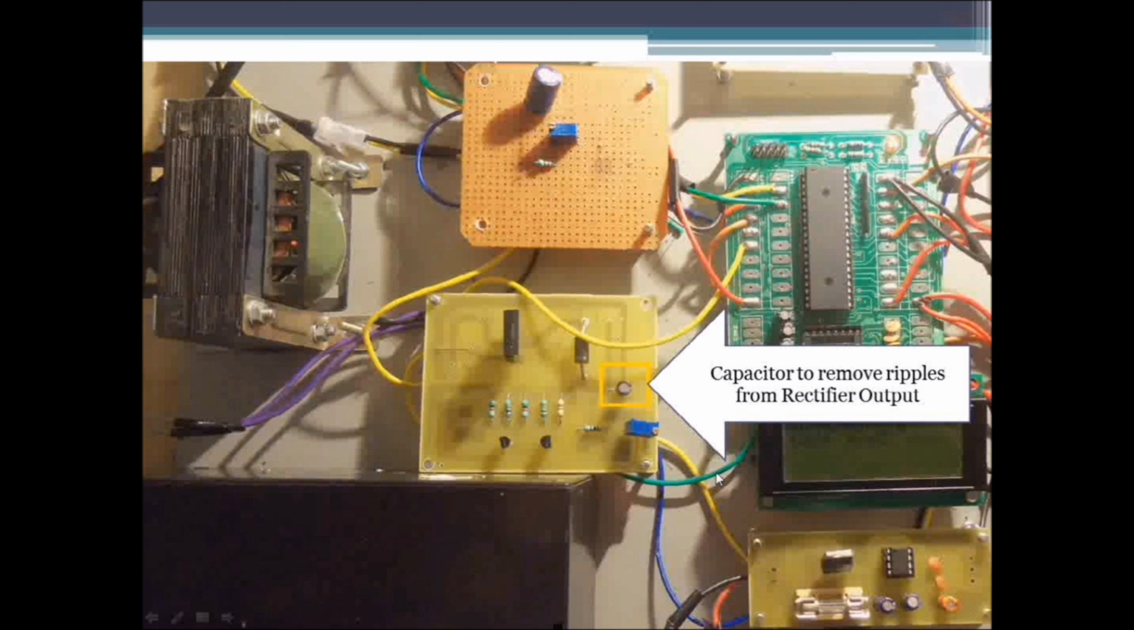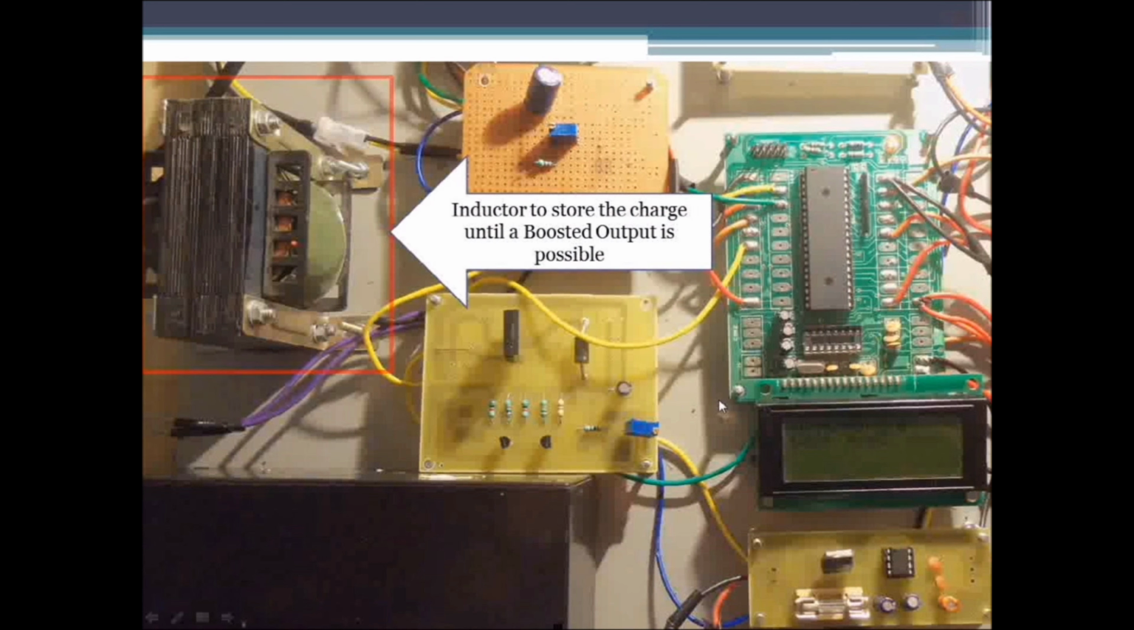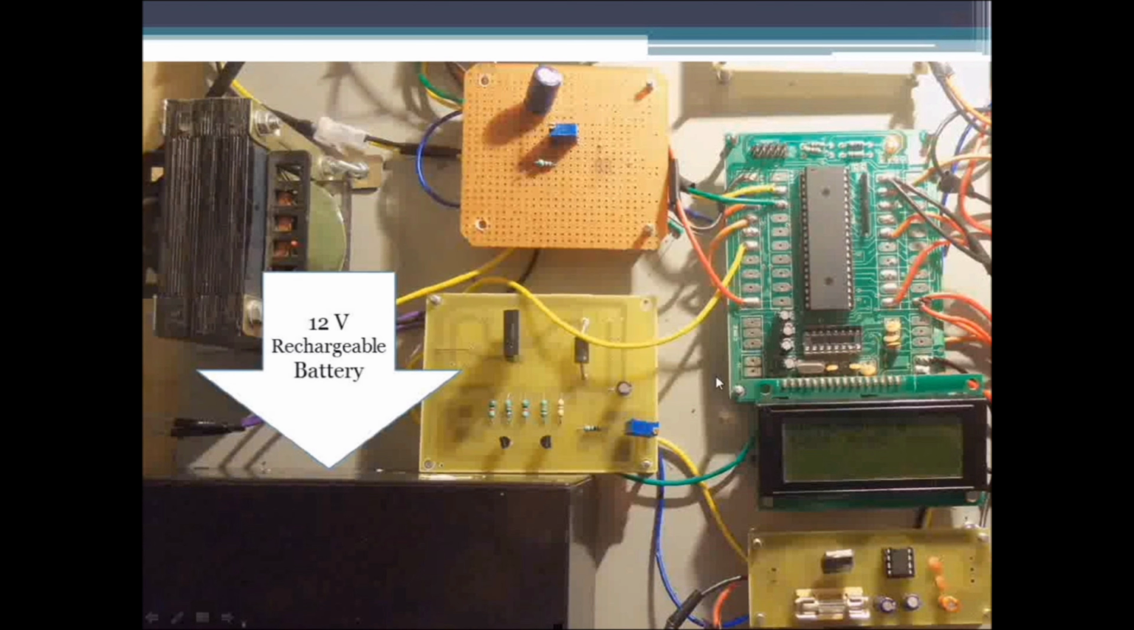Now this is a capacitor attached to the circuit to remove ripples from the rectifier output, so that the output will be a pure DC. And this is a potentiometer for controlling the solar panel input. And this is the inductor. It is used to store and discharge the charge in order to make the output equivalent to V out.